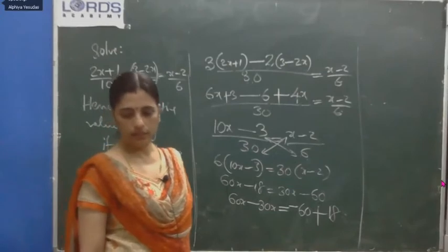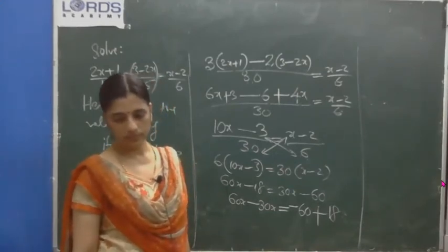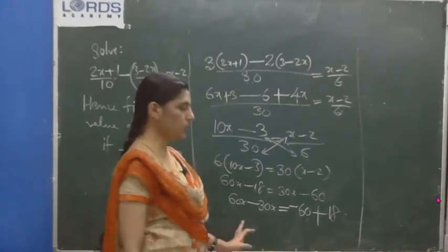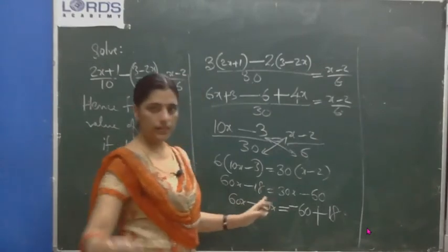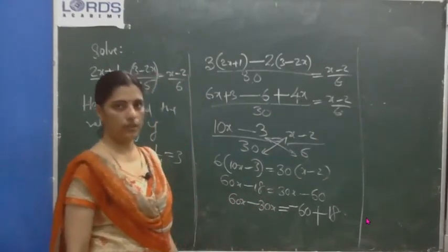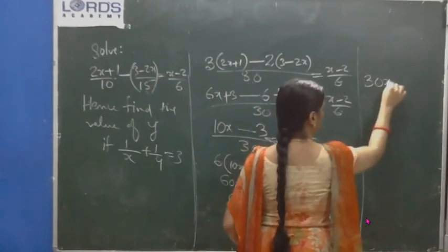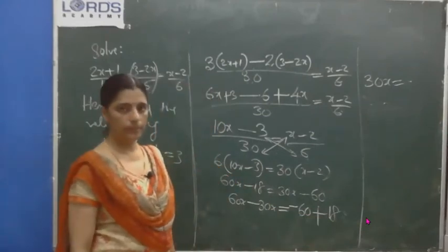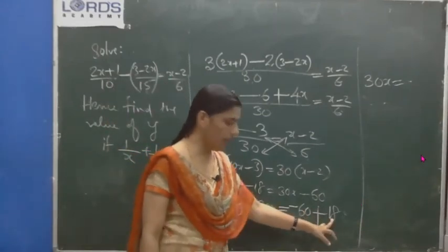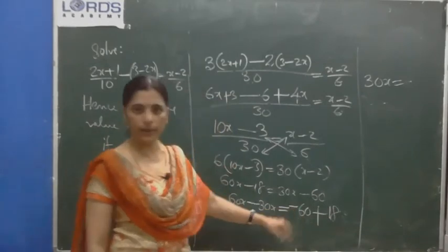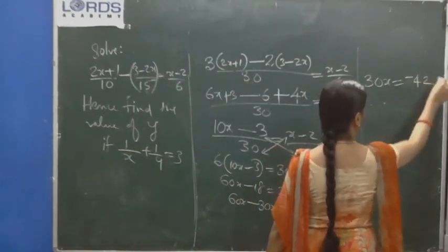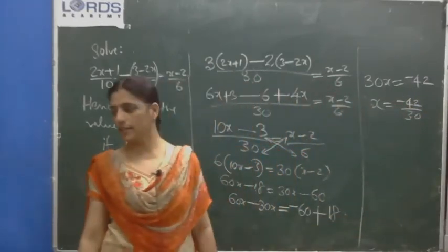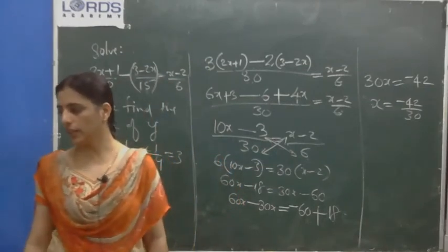Nicole is there? Nicole? Yes? Nicole is there. Okay, you can speak out, Nicole. Somebody is telling the answer. 60x minus 30x, that is 30x equal to negative 60 plus 18. 60 minus 18, 42. Then you have to put the sign of the big number, negative 42. So x is equal to negative 42 by 30. What is the answer, Nicole? Nicole, you have to speak out.